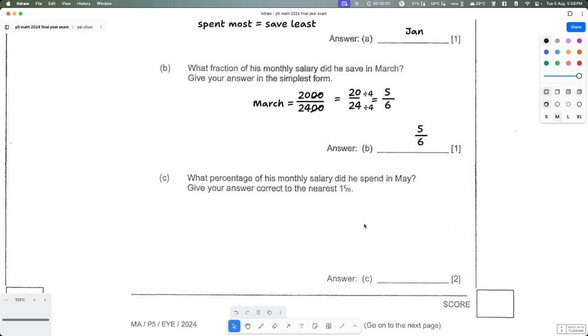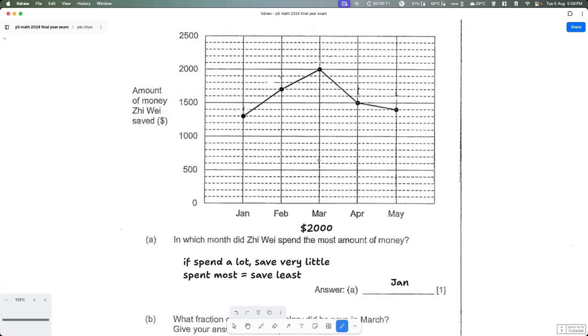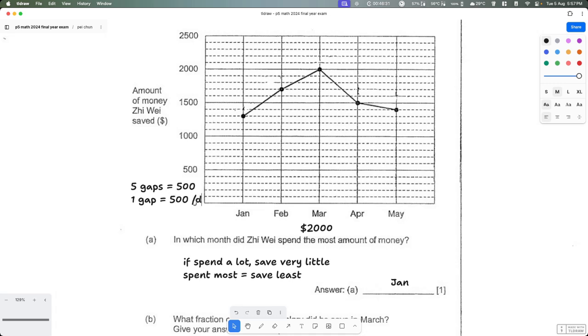What percentage of his monthly salary did he spend in May? Give your answer correct to the nearest 1%. So let's go to May over here. We need to find the gaps. This is one gap, 2, 3, 4, 5. So these 5 gaps is equal to 500. One gap is equal to 500 divided by 5, which is $100.